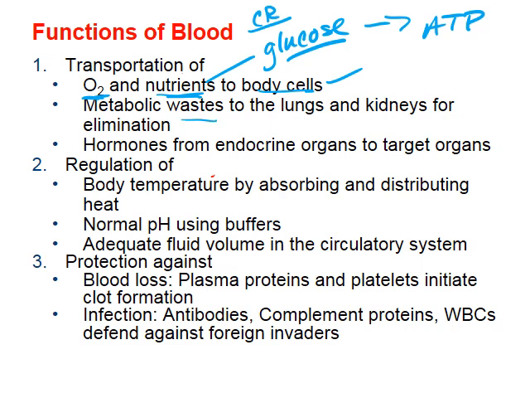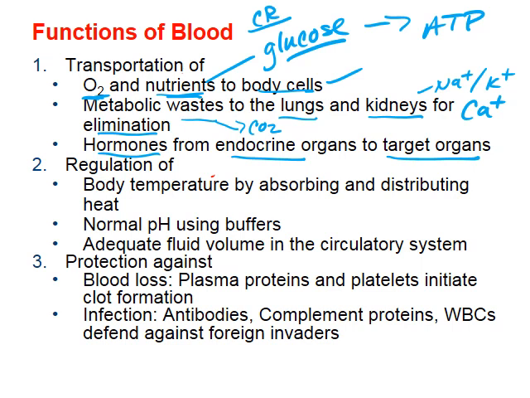Also, we have metabolic waste that is going to the lungs. So if I say metabolic waste to the lungs, you should be thinking CO2. And then remember, we have some waste that is going to go to the kidneys for elimination. So we could eliminate excess sodium or potassium or calcium. And then we have the hormones from the endocrine organs that are traveling in your bloodstream to get to the specific target organs. So all of this we kind of knew already.